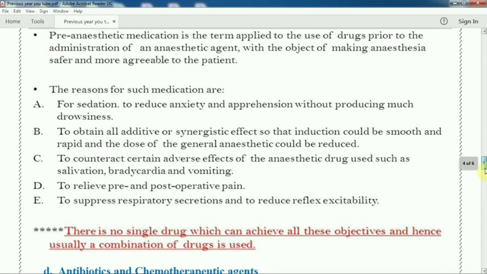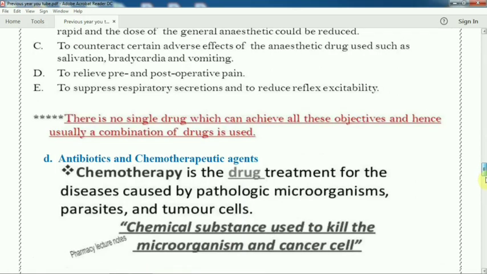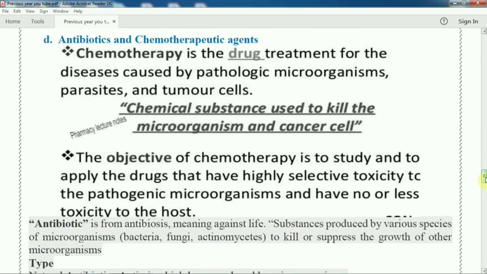Now comes another question, antibiotic and chemotherapy agent. Chemotherapy is the drug treatment for disease caused by pathogenic microorganisms or parasites or tumor cells. It is a chemical substance used to kill microorganisms and cancer cells. The objective of chemotherapy is to study and apply drugs that have selective toxicity to the pathogenic microorganism, with no or less toxicity to the host.